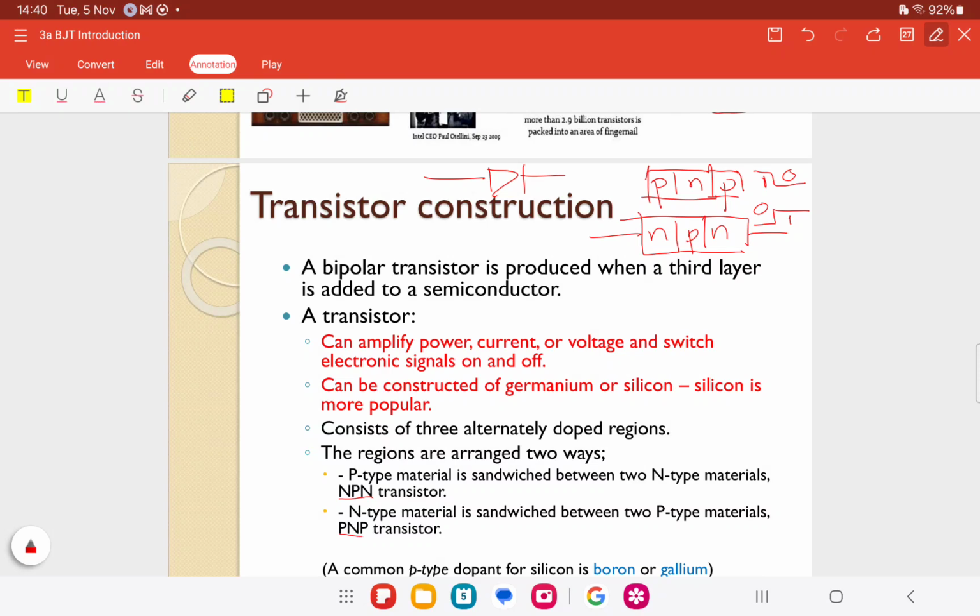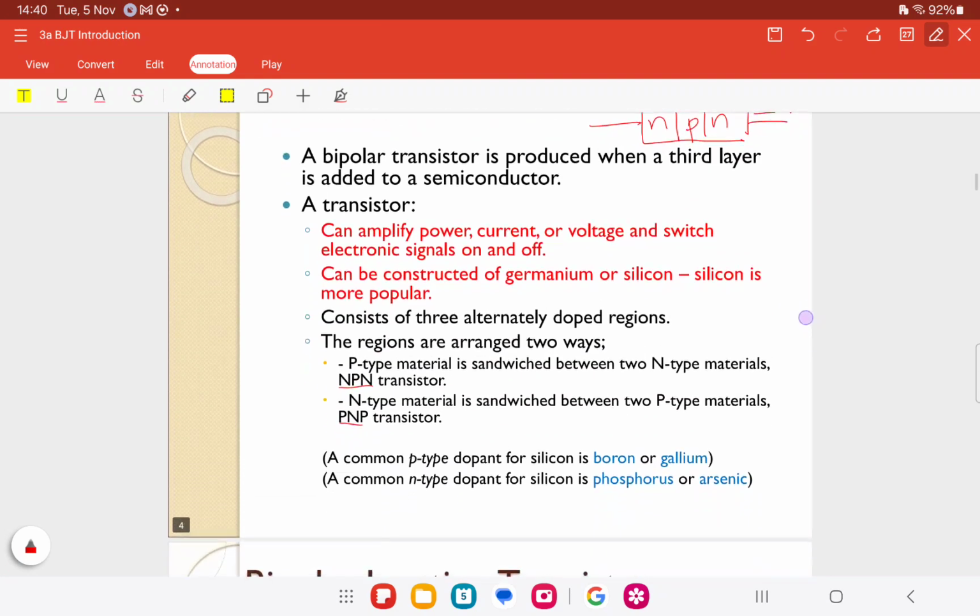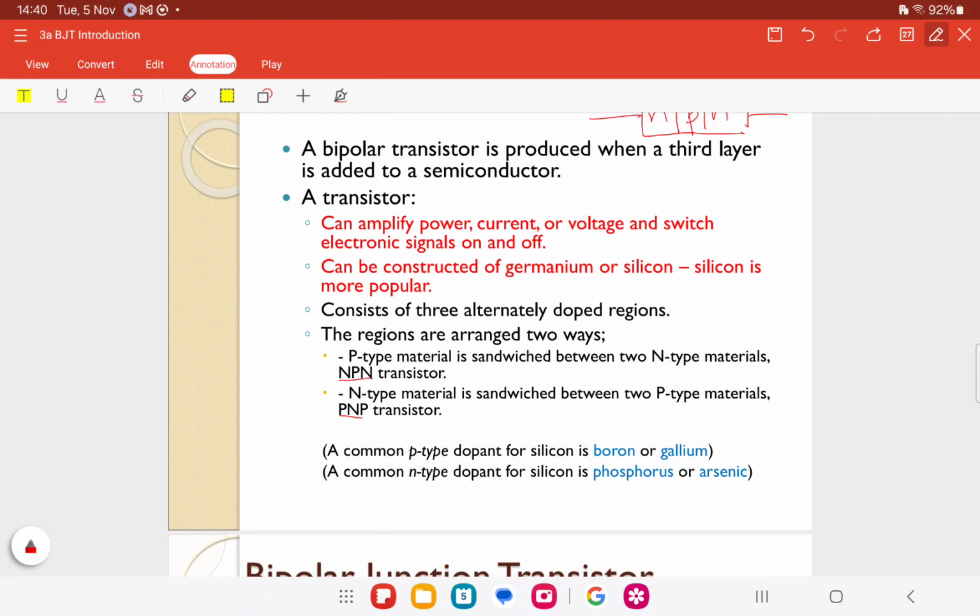Lain daripada tu, dia punya operations ataupun dia punya current flow sama je, tapi kaki dia lain lah based on the connections dia. Okay, so itu adalah the two types of the BJT that we have, NPN and PNP.